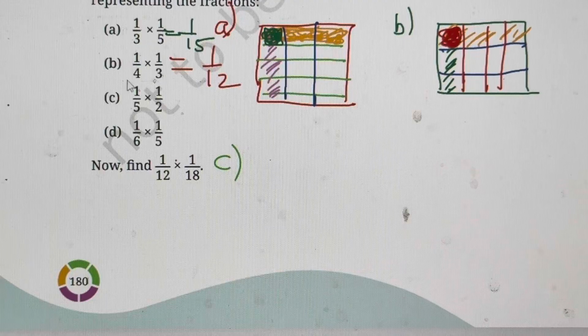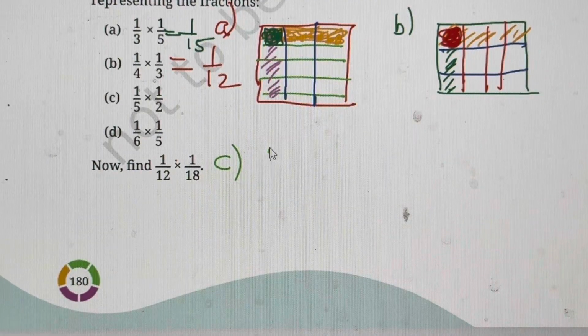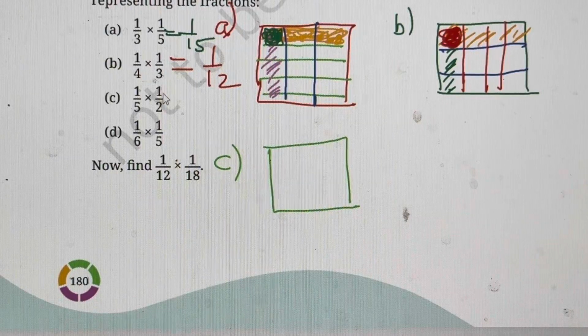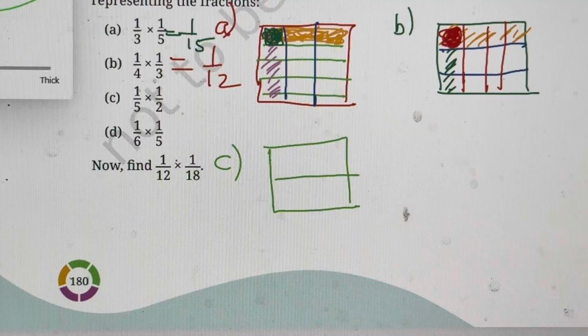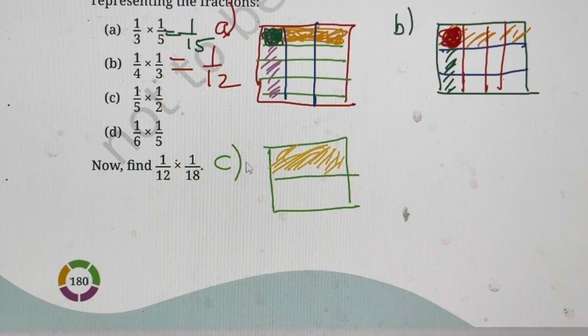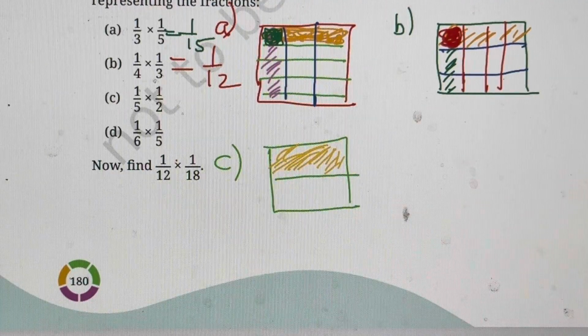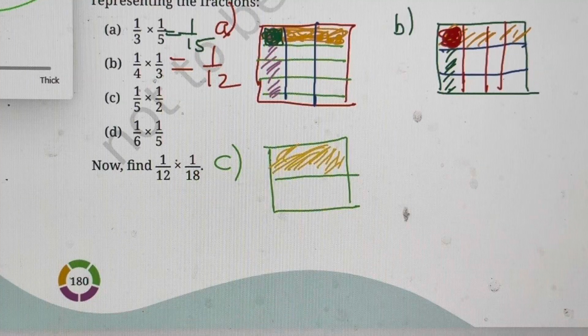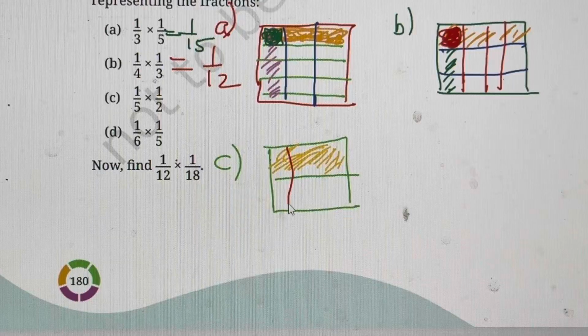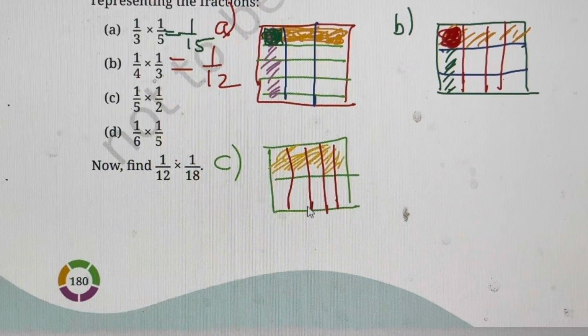So we draw 1 upon 5 into 1 upon 2. So we first draw one square and divide it into 2 parts because this is half. So we make it half. And we shade the half of that portion. So this represents half. Now we are multiplying it with 1 upon 5. So we make 4 lines to get 5 columns. 1, 2, 3, 4. Okay.